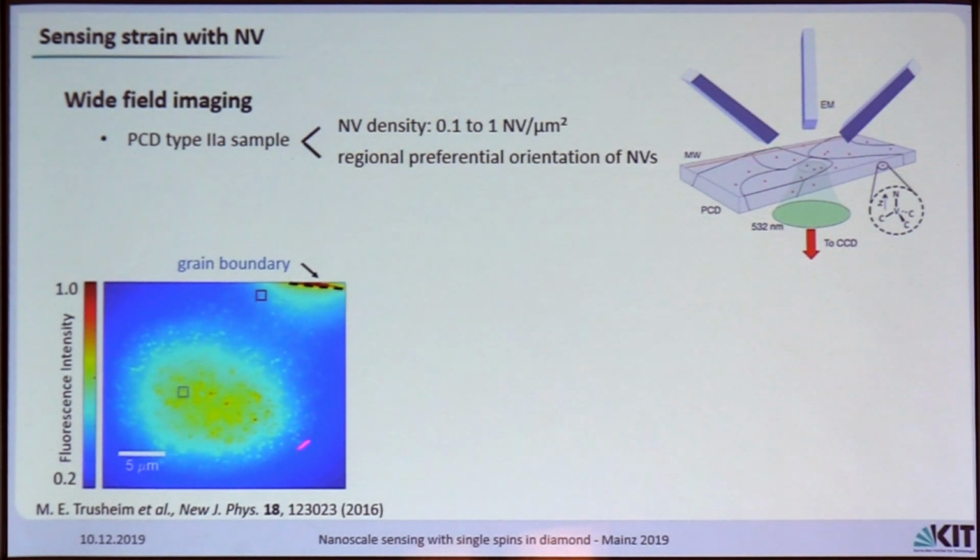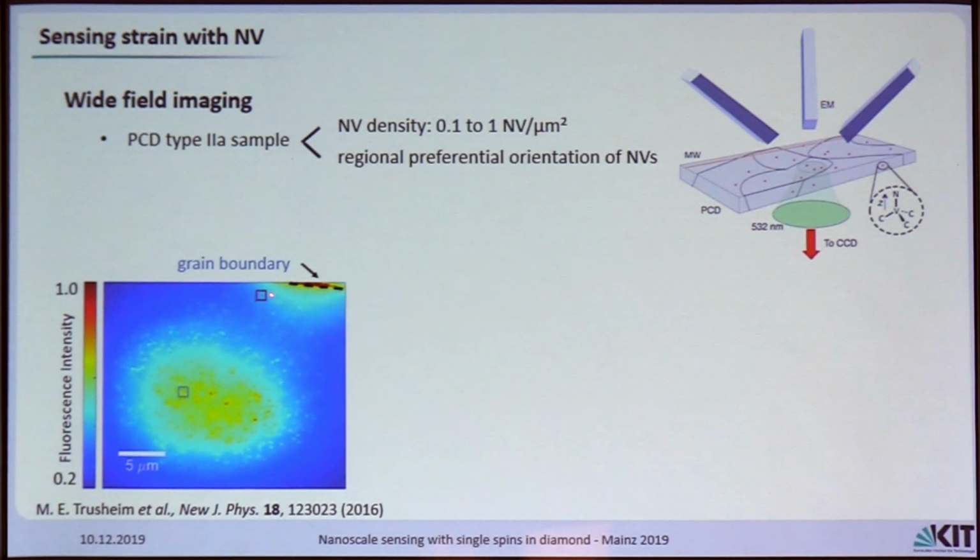And you see here the bright spot is a cluster of NV centers, very bright. And here in the top right corner, you see a grain boundary. Luckily, these grain boundaries are also very fluorescently active. So you can see this in the same visible region, very bright. And now what they did, they created non-axial strain and axial strain maps.